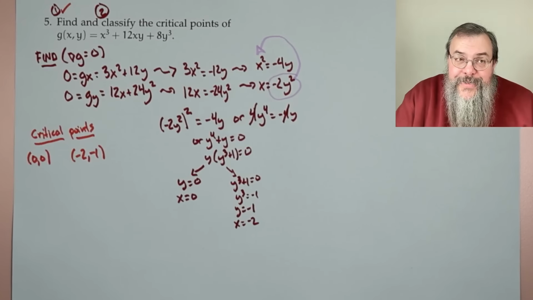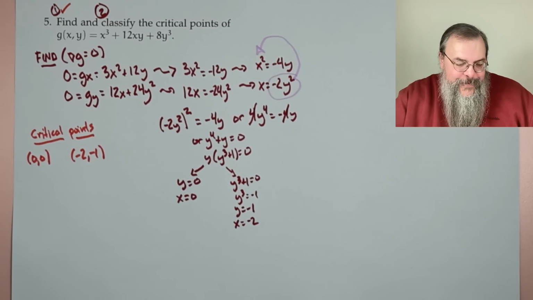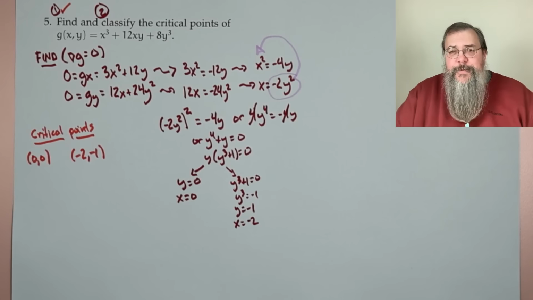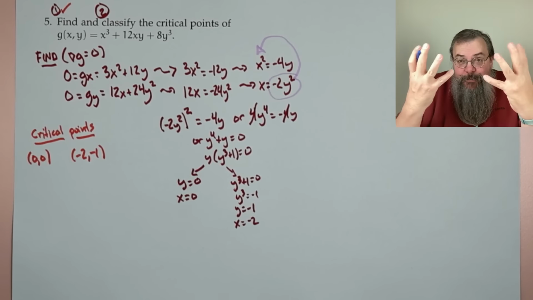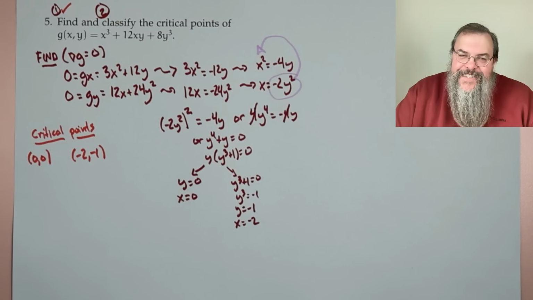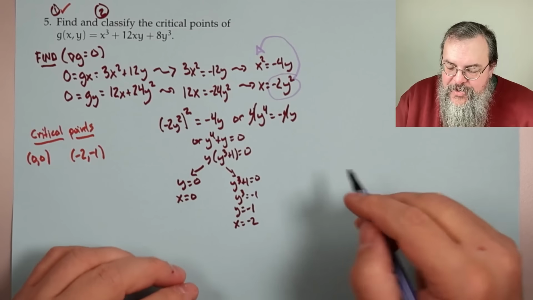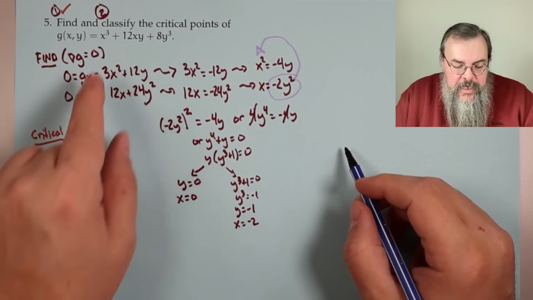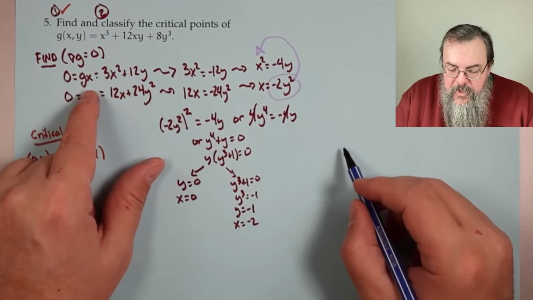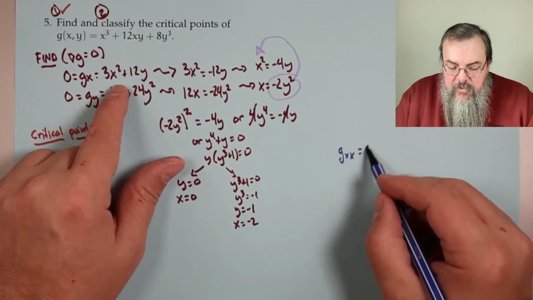But our journey's not. We have to do our classify. Just when we thought this problem was over, it pulls us back in. This is great. Okay, so we start doing our second derivative test, our second partials test, if you will. So we need our second derivatives. Well, we have our first derivatives. So what about g_xx? Well, that'll be 6x.